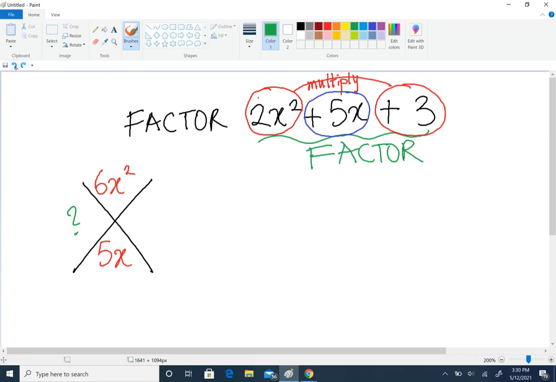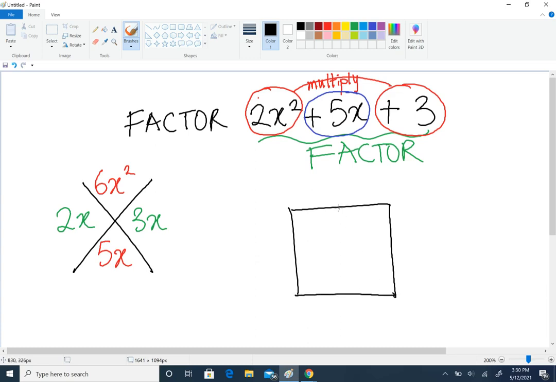So we're going to put those right here on the side. So it's going to be 2x and 3x. All right. So again, you can always go back and watch the original video that I made for factoring, and it will help this make much more sense.